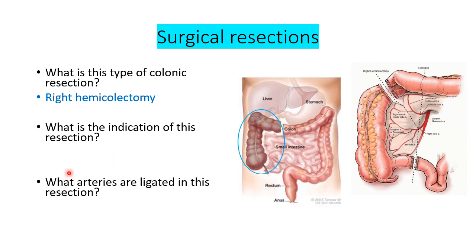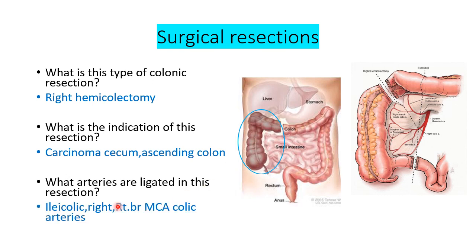What are the indications for this resection? Carcinoma of the cecum and the ascending colon. For carcinoma of the cecum and ascending colon, you go for a right hemicolectomy. What are the arteries that you ligate in this resection? You ligate the ileocolic artery, the right colic artery, and the right branch of your middle colic artery.